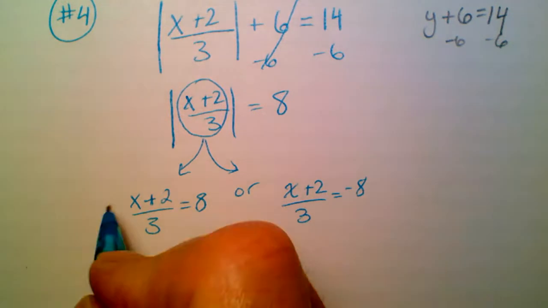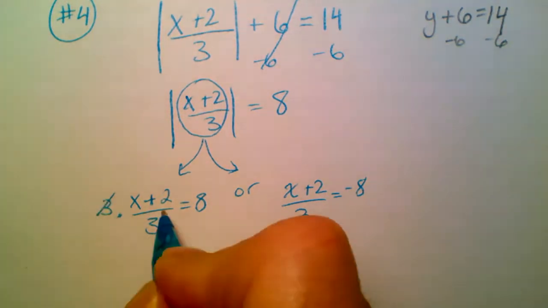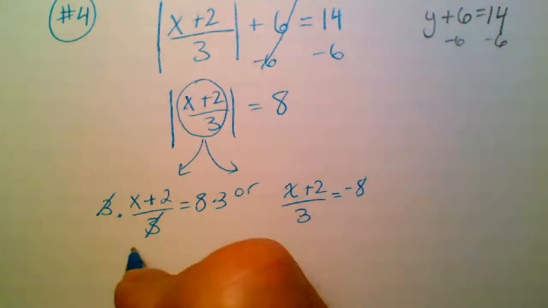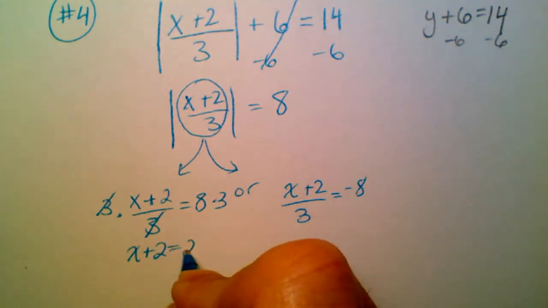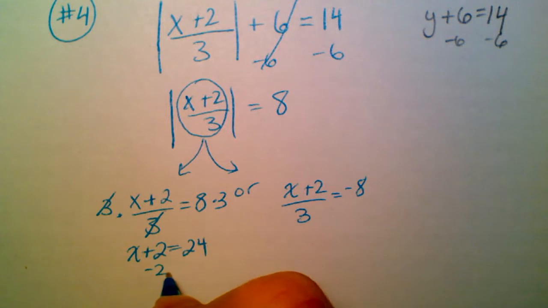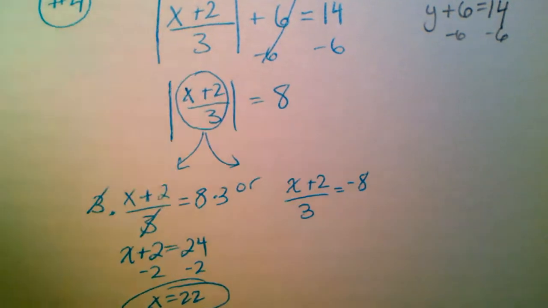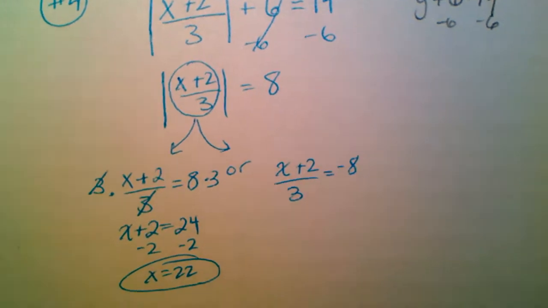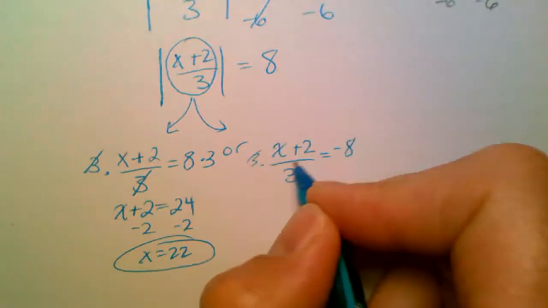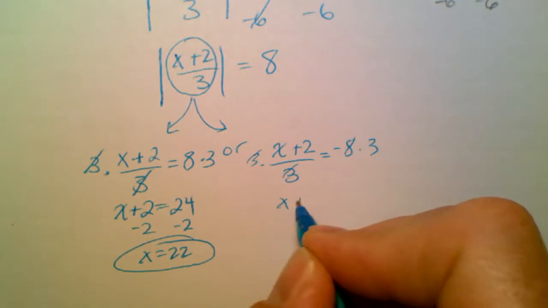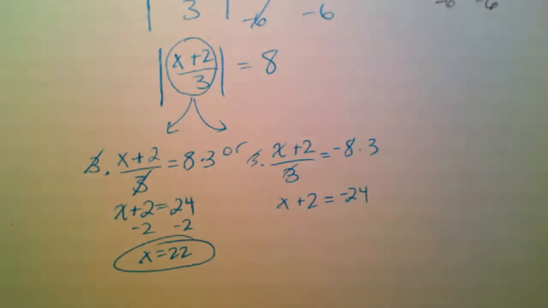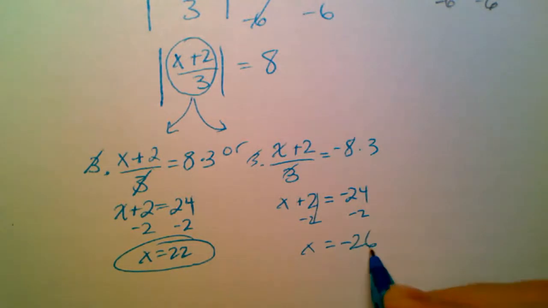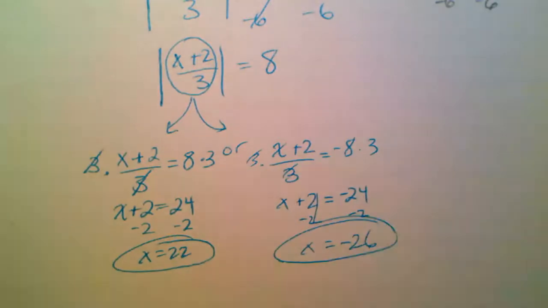Okay, and to solve these, like we worked on before, you just times it by 3. Those are gone. Times both sides by 3. X plus 2 equals 24. Minus the 2. We get x equals 22. One possible answer there. And then on this one, times 3, times 3, x plus 2 equals negative 24, minus that 2, x equals negative 26. And we get 2 possible answers there, okay?